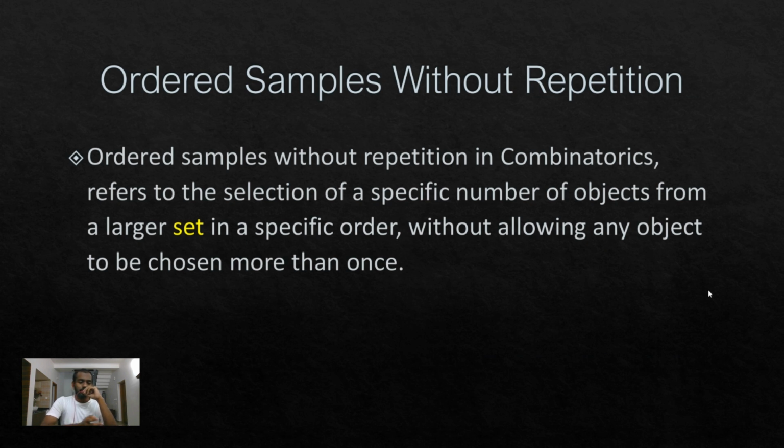This is used in combinatorics and refers to the selection of a specific number of objects from a larger set in a specific order without allowing any object to be chosen more than once. So we're selecting a specific number of objects from a larger set, the order is important, and we can't choose any element, any object, more than once.